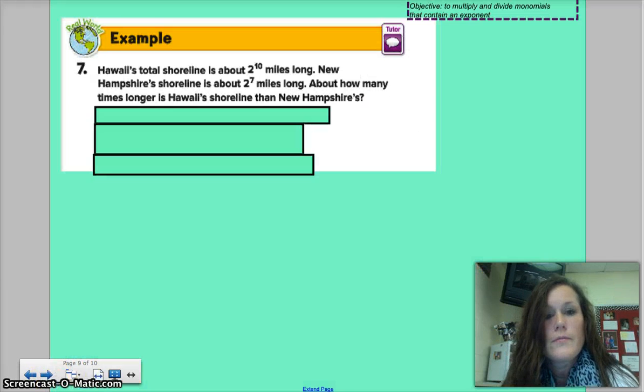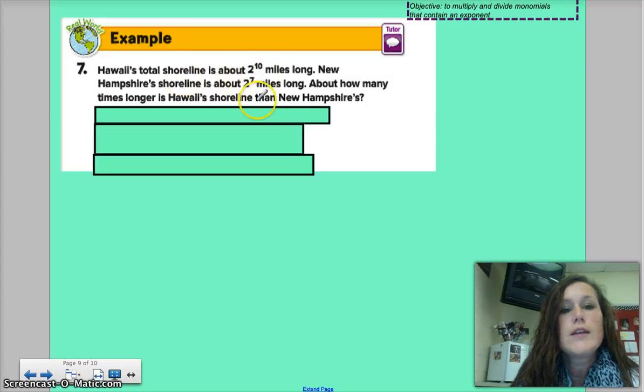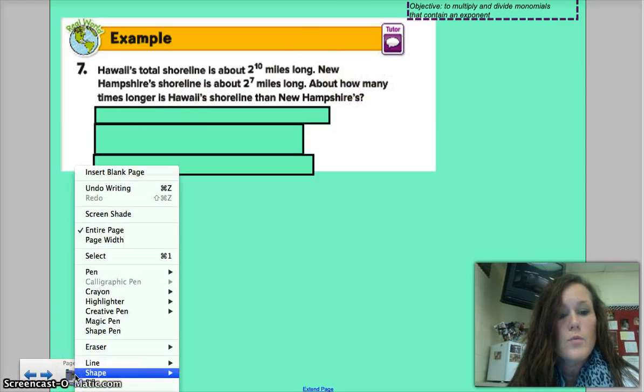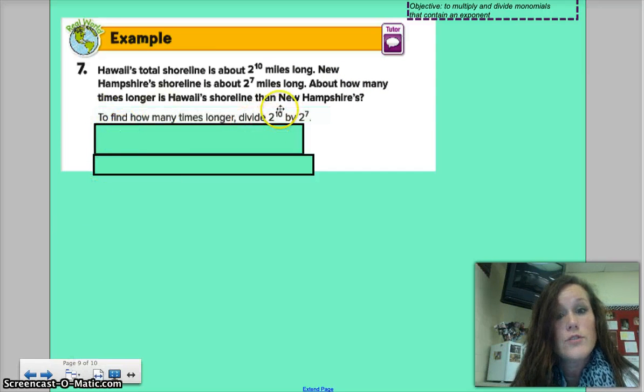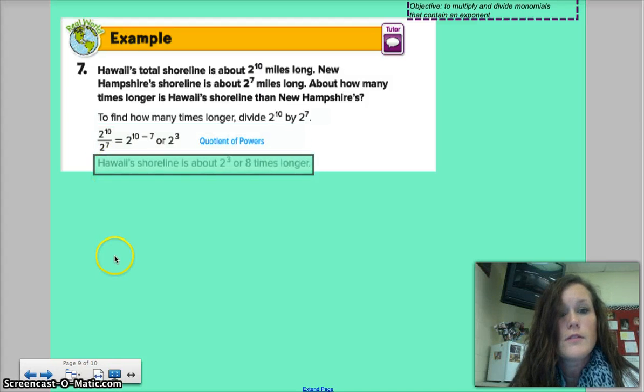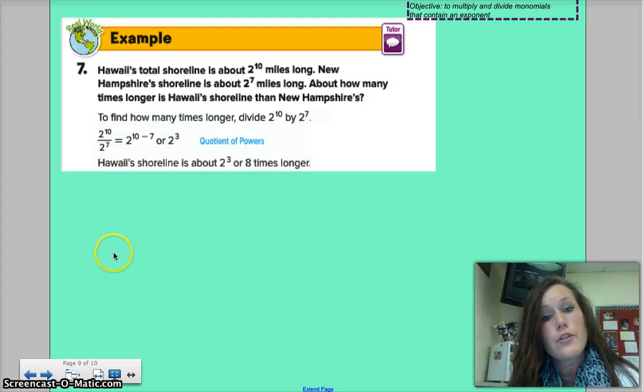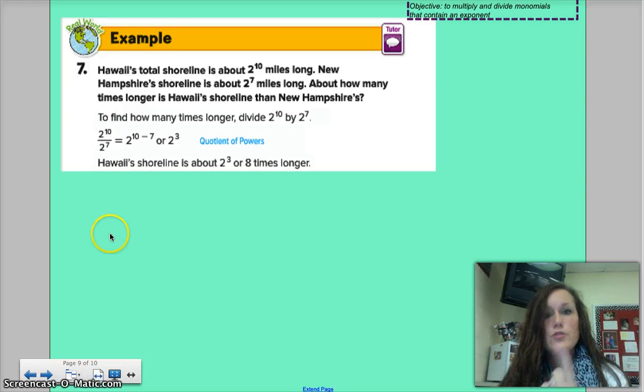Awesome. All right, Hawaii's shoreline is about 2 to the 10th miles long. New Hampshire shoreline is about 2 to the 7th miles long. How many times longer is Hawaii's than New Hampshire's? Again, we're just taking a word problem and solving it out. So we're going to divide 2 to the 10th by 2 to the 7th, subtract those exponents, and you end up with 2 to the 3rd. Or if you multiply it out, 2 times 2 times 2 is 8. So it's 8 times longer.